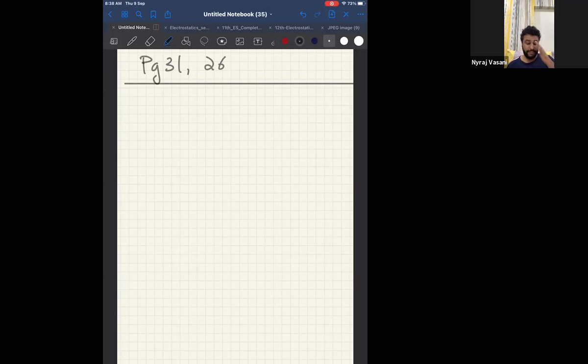Now start. Illustration 26, page number 31. Read it. Just connect to whatever I have taught and tell me if you can understand.